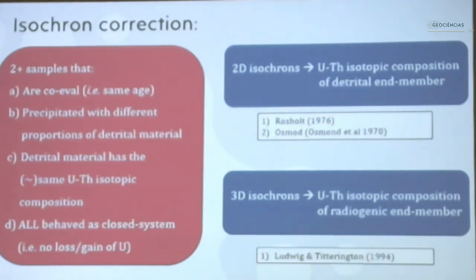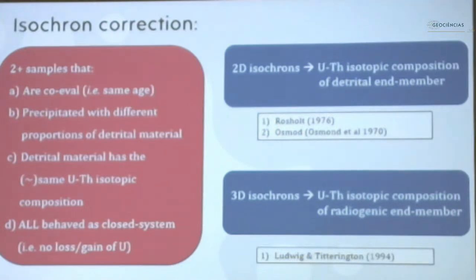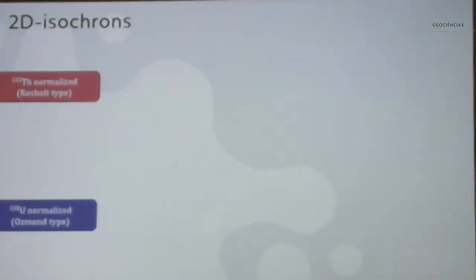So there are different types of isochrons. Two-dimensional isochrons are very good to obtain the isotopic composition of the detrital material, sometimes of the authigenic material. I'll show you some examples. And there are 3D isochrons from Ken Ludwig and Titterenko, which basically will give us the isotopic composition of the detritus-free sample. Of the 2D isochrons, there are two types, Rosholt type and Osmond type. Rosholt type are those that are normalized against thorium-232, and Osmond type are those that are normalized against uranium-238.